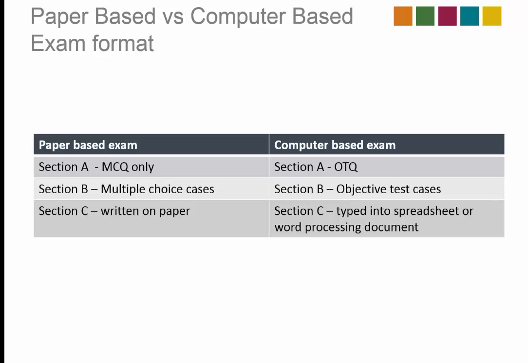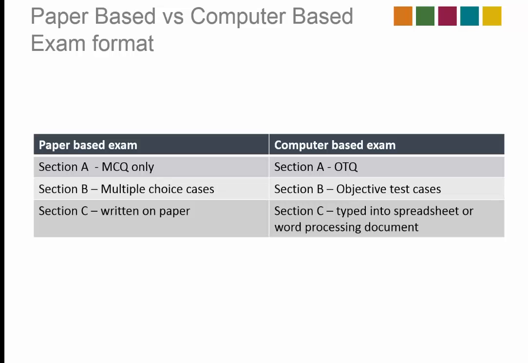Section B, again, will be your 3 case studies with the 5 questions within each case study. But again, in the computer-based exam, they will no longer just be multiple choice questions. They can be any of the objective type questions that we discussed that could be available in section A. So section A and section B will both consist of objective testing questions.